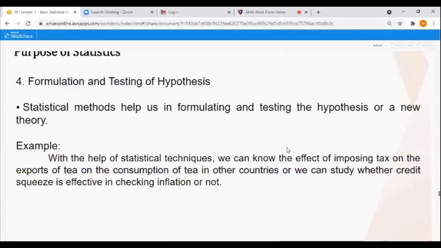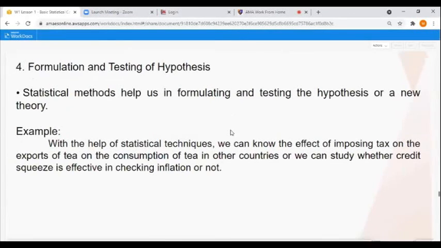So statistical methods help us formulate and test the hypothesis or a new theory. So we test our guess whether there is a probability of it happening, so we have to accept it, or there is a probability of it not happening, so we have to reject it. Okay. So in our discussion in inferential statistics, we would be dealing with the formulation and testing of hypotheses.